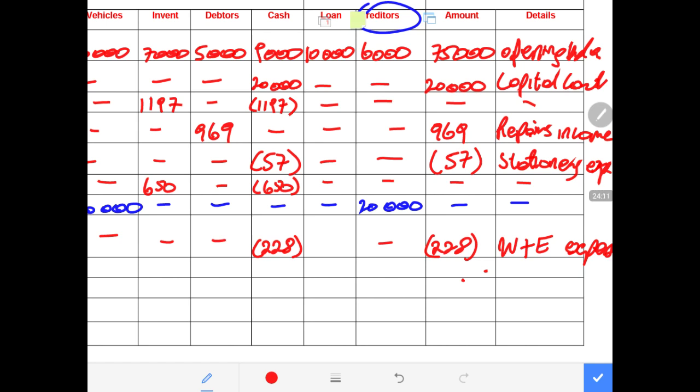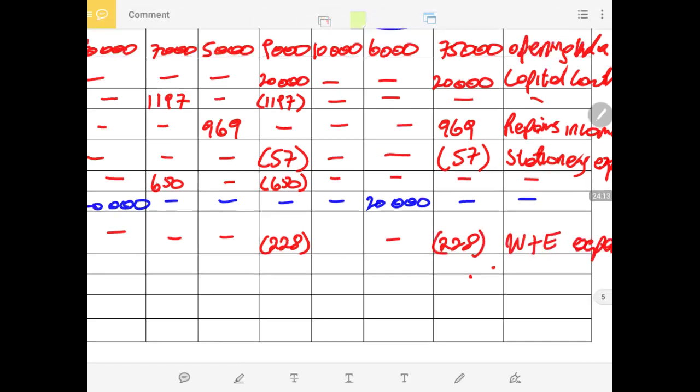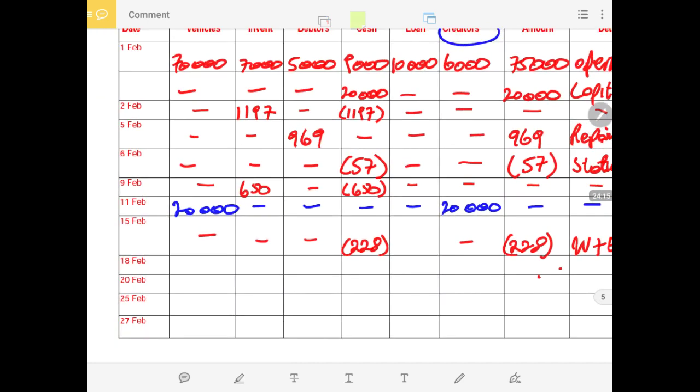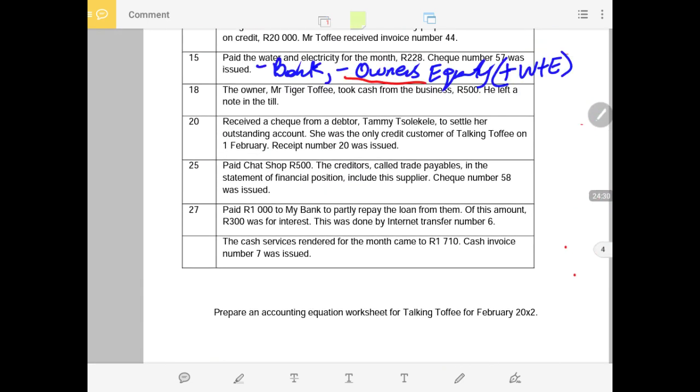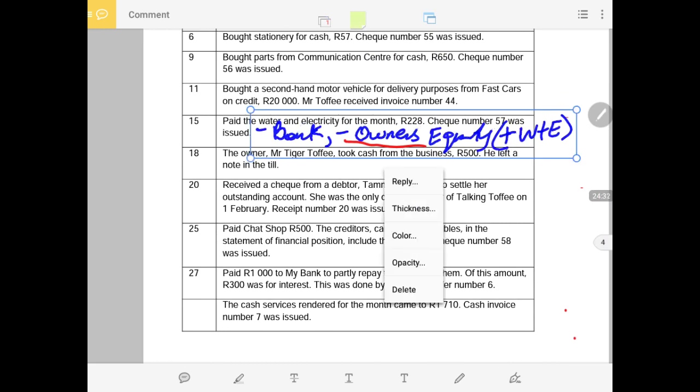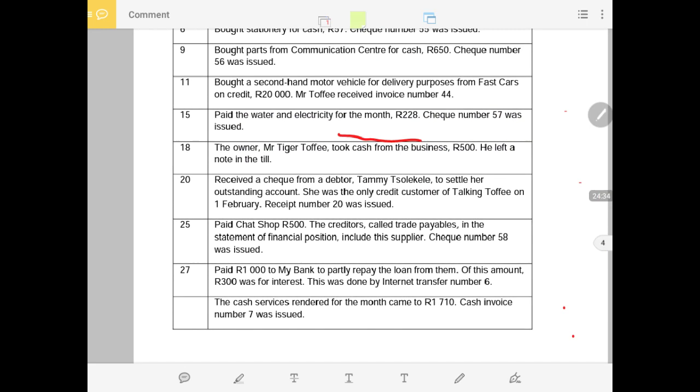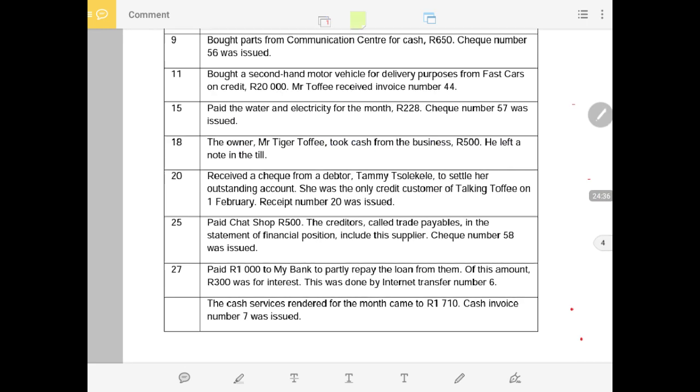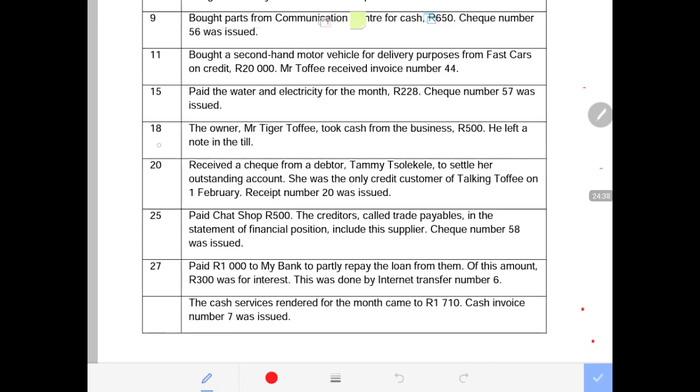I explained this in more detail in the previous question that I did. So please do go and look at that, on the effect of the elements of the financial statements, specifically income, expense, capital, and drawings on the owner's equity. Then we go to the next one. I might explain that also at the end. The next one is on the 18th.